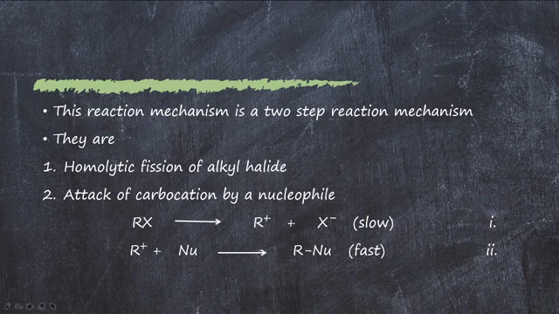Now, homolytic fission of the alkyl halide. We can see from the equation of the reaction that the alkyl halide ends up splitting. The R group will end up taking a positive charge, and the X group will end up taking a negative charge, because X takes the electron, and this becomes electron deficient and this becomes electron rich. That's a good word: electron deficient and electron rich.